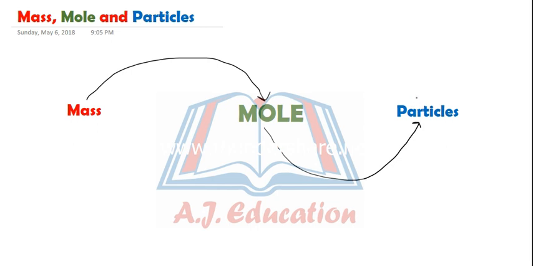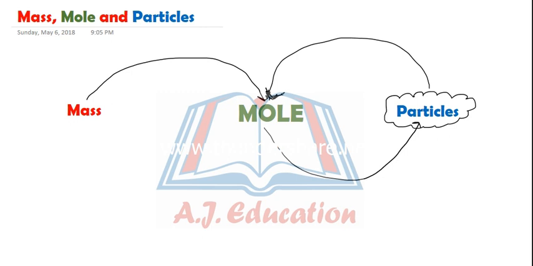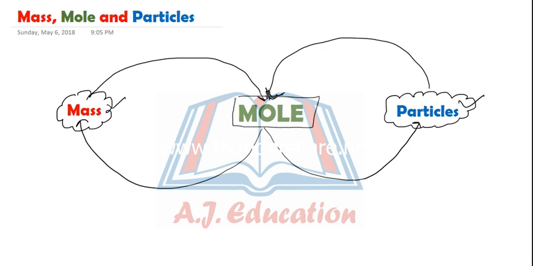In a similar way, if we are given the particles of a substance and we are asked to determine the mass of the substance, we can only do that if we know the mole of the substance. Then we can calculate the mass of the substance. So in order to determine these two quantities, that is the mass and the particles, we need to know the moles of that substance. So mole is actually a link between these two quantities.